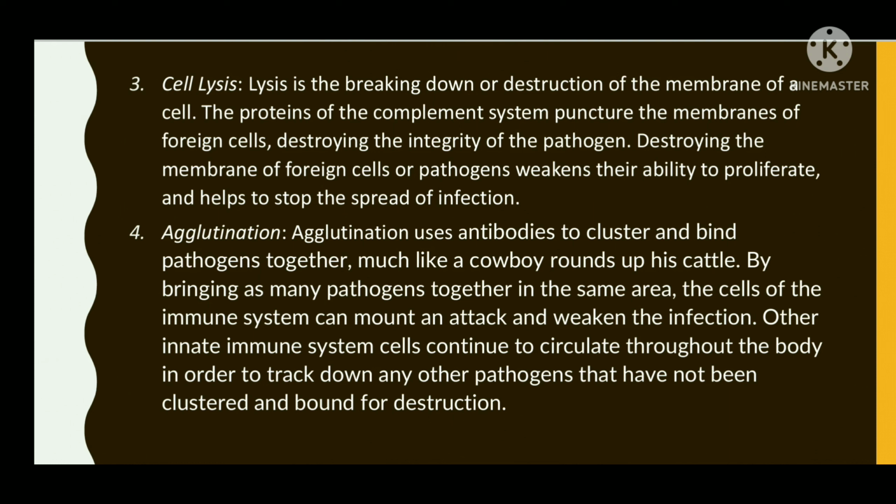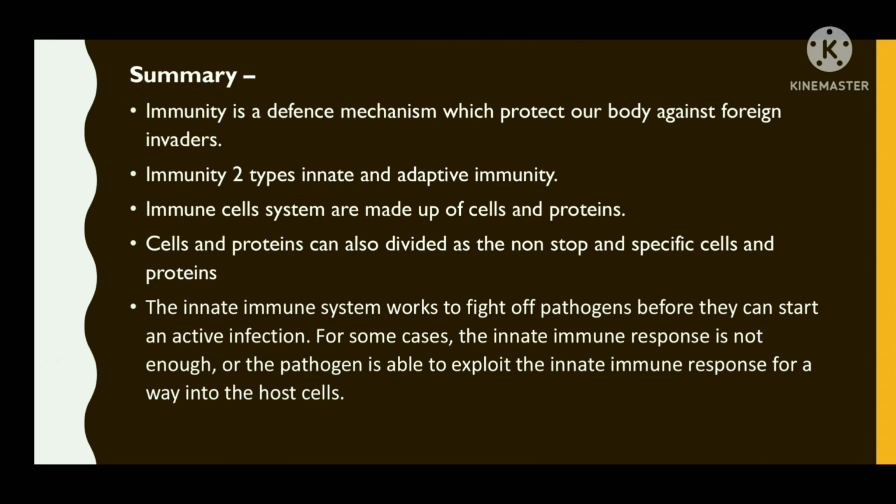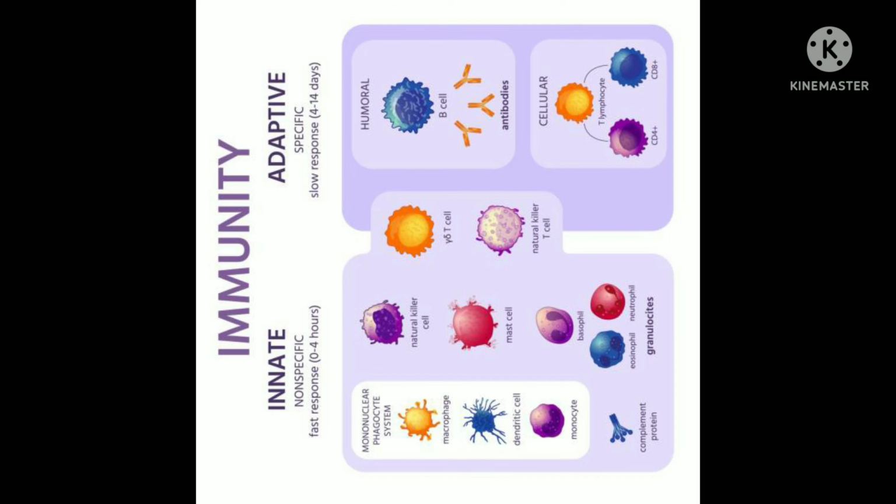The complement system acts with both the innate immunity and the adaptive immunity. So, to summarize: immunity is a defense mechanism which protects our body against foreign particles. Immunity has two types: innate and adaptive. The immune system is made up of cells and proteins. Innate immunity is of course a fast response process, but it doesn't mean it is long lasting. These are some white blood cells and leukocytes of innate immunity.